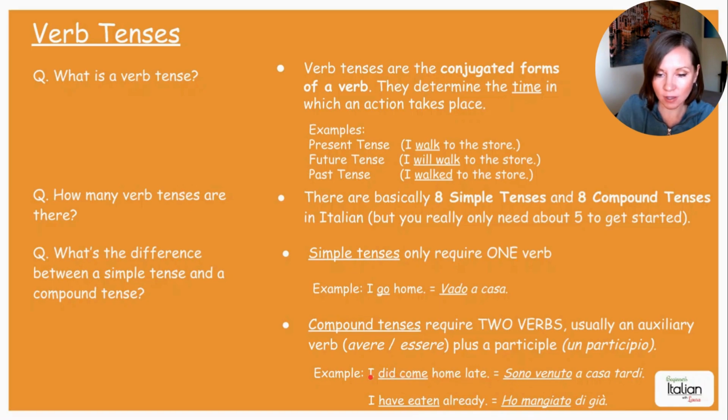So as you can see in both of these instances, we added the verb essere, which we conjugated to sono for the first person singular, so I. Sono venuto. In this case, venuto is a past participle of venire, which is to come. So as you can see, we put two verbs together. Or I have eaten already. So ho, from avere. Ho is a conjugated form of avere in the first person singular. And then mangiato would be the past participle of mangiare. So as you can see, it's a compound because you're putting two verbs together.